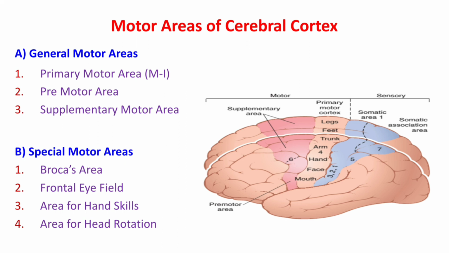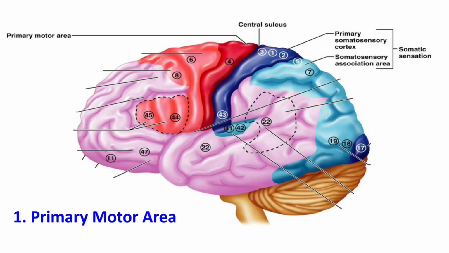General motor areas are concerned with motor activities in various parts of the body non-specifically; they cause muscle contraction throughout the body, while the special motor areas cause muscle contraction in specialized areas of the body. As you can see here, this is Broca's area, and this one causes contraction of the muscles of speech. We will discuss these one by one. First of all, we will discuss the primary motor area.